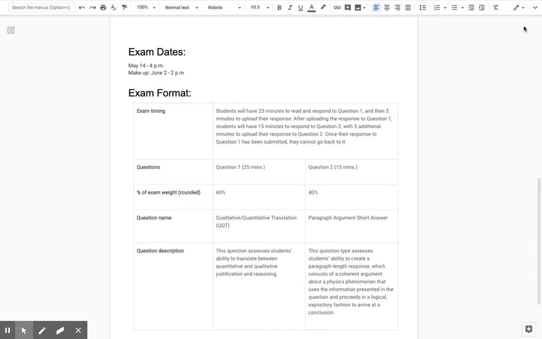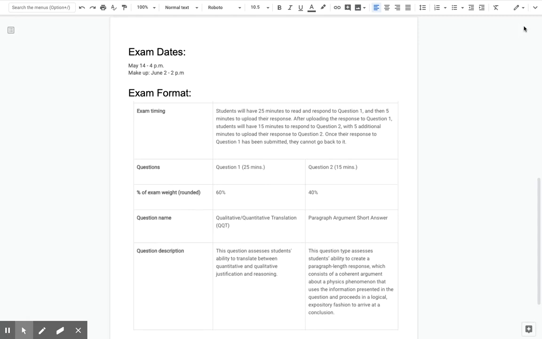So basically you create a paragraph-length response which consists of an argument, and you must use concepts of physics to explain, in addition to the information that's already presented to you in the problem. You must use the concepts of physics to explain in a rational, logical way the answer to that question. That is a paragraph response, and it will usually tell you in the problem, do not use equations to justify your response.